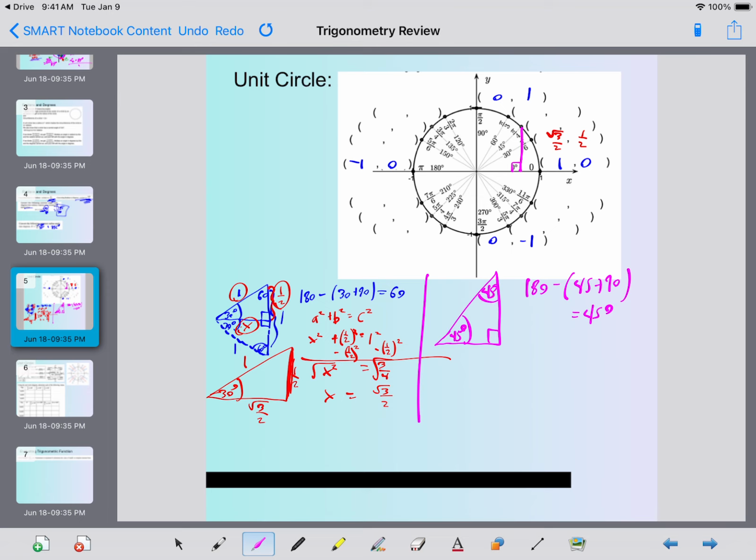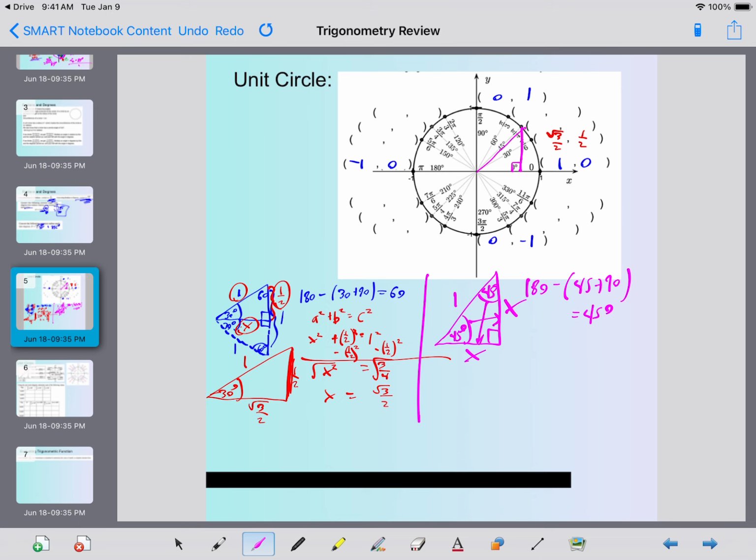What kind of triangle has two angles that are the same? Oh, an isosceles triangle. And if you remember from geometry, the isosceles triangle theorem states that the sides across from the equivalent angles are equivalent. So this equals this side. And didn't we say this was a unit circle? So what was the radius of the unit circle equal to? Oh, that's right, 1.